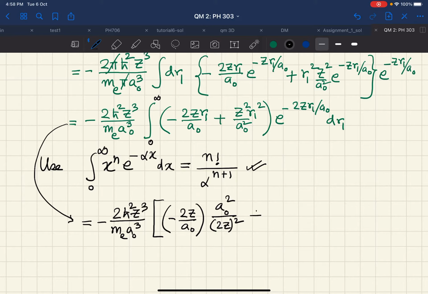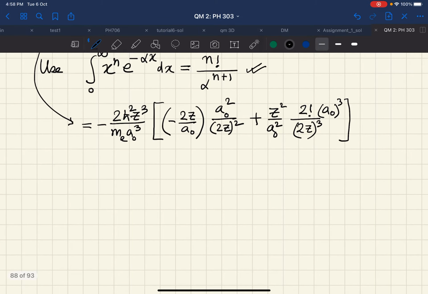For the second term, we will have as usual Z squared by a0 squared out of the integral, and then we have r1 squared, that means n is equal to 2, e to the minus 2Z r1 by a0. That means this integration will give us 2 factorial divided by (2Z) whole cube and another a0 whole cube. So this is the result of the integration.